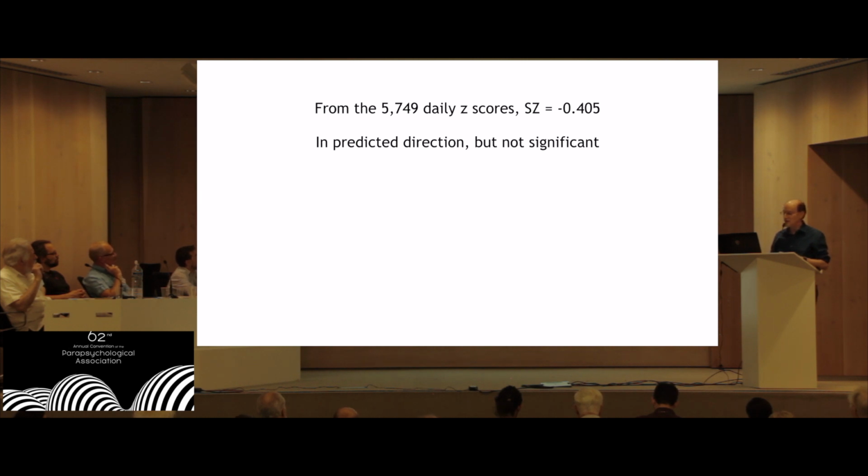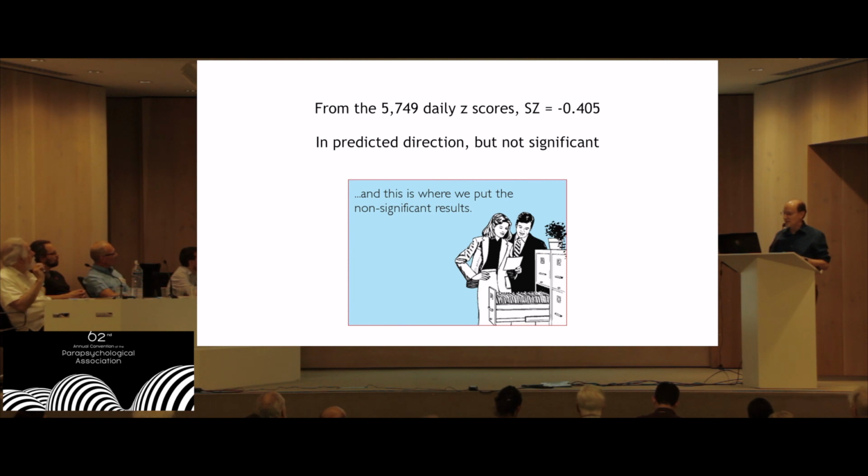So the overall z-score from the 5,749 days, 16 years of data, is not significant. It's in the predicted direction. The negative score means that the distances are smaller than you would expect by chance, but it's not a significant result. And this is where we put the non-significant results, in the file drawer.